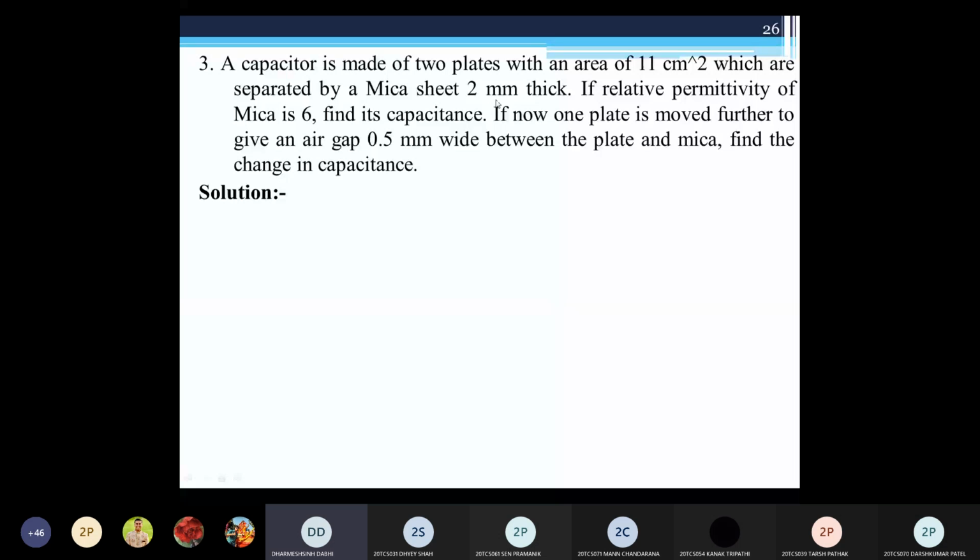So that is placed between the two conducting plates of the capacitor, separated by a mica sheet of 2 millimeter thick. It means D is given, the distance between the two conducting plates. If the relative permittivity of mica is 6, find its capacitance. If now one plate is moved further to give an air gap of 0.5 millimeter wide between the plate and mica, then find the value of the change in capacitance.